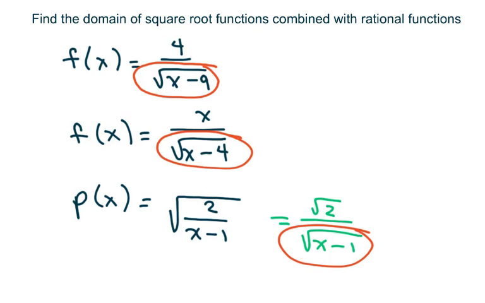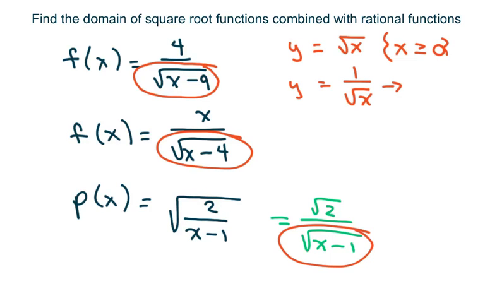Now the thing about this one is we already know from the previous video that for your parent function, say y equals square root of x, the domain has to be x greater than or equal to 0. However, when it's in the denominator, the domain has to be x such that x is only greater than 0. It can't equal 0 because you can't divide by 0 or it generates an asymptote.